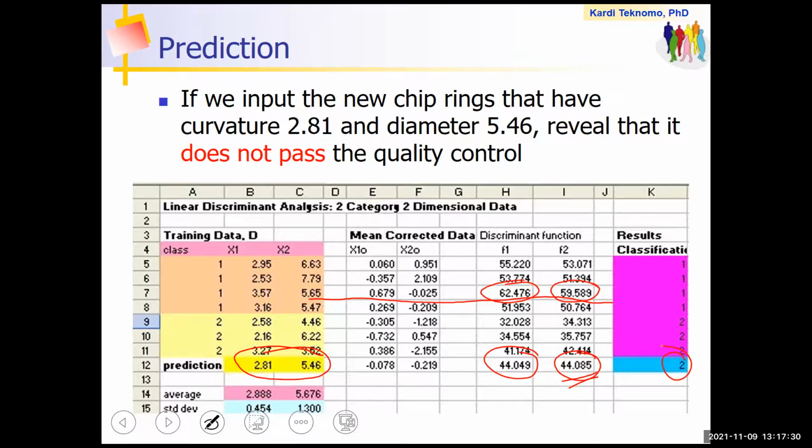So if I use this data, this is the true value. The true value is in this class, and this is the estimate. In column K is the estimate. The true value is column A. So you see that comparing column K with column A, it is 100% correct. Correctly classified. So is this clear or not?